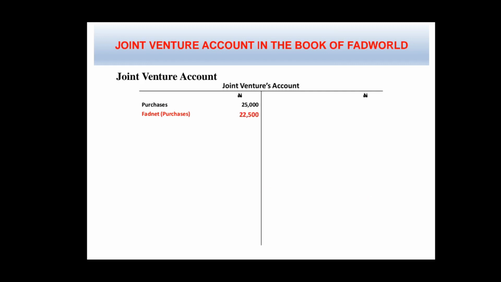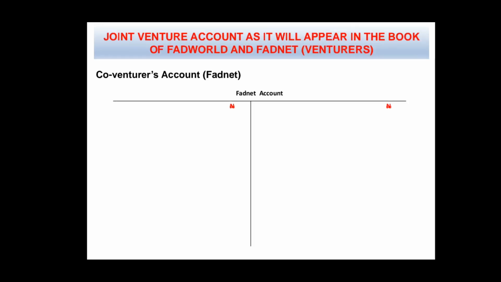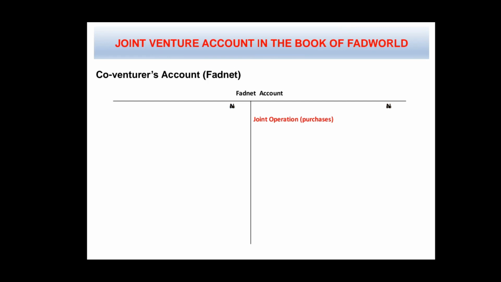22,500 naira. Like we explained in the previous video, this account is prepared based on the double entry principle. So with a debit to the joint ventures account, the corresponding credit entry will go to the Fadnet account. So let's go to the Fadnet account. So that means we credit the Fadnet account, that is joint operation in brackets purchases 22,500 naira. That is the treatment for the purchases. So let's go and look at the next item.